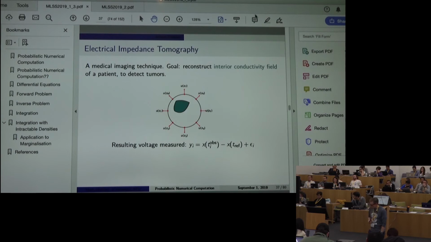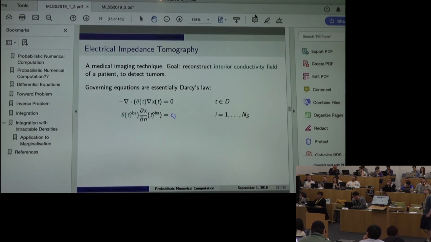So the data would be constructed of the voltages that would be measured at the electrode locations, and we take away some reference. The key point, again, is that this data is going to be measured with some error. And that error, we happen to know what its statistical properties are.